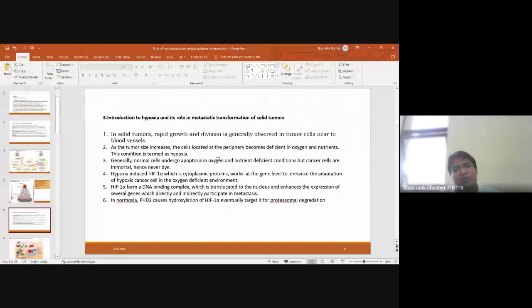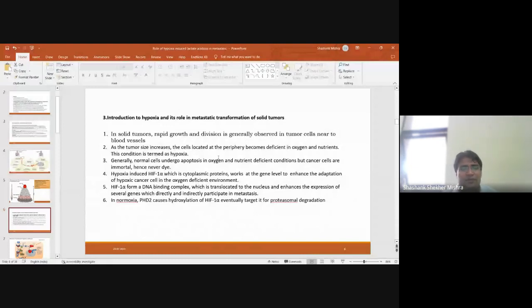Now, an introduction to hypoxia and its role in the metastatic transformation of solid tumors. What is hypoxia? How does it help the cancer cells in the tumor microenvironment? In solid tumors, as we have seen in the above diagram, rapid growth and division is generally observed in the tumor cells which lie near the blood vessels. As the tumor size increases and gains a reasonable size, some of the cells struggle for oxygen and nutrient availability. Those cells which are struggling for nutrients and oxygen become hypoxic. This condition is also known as hypoxia.